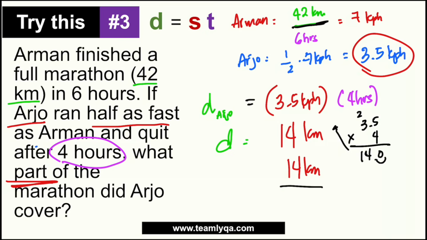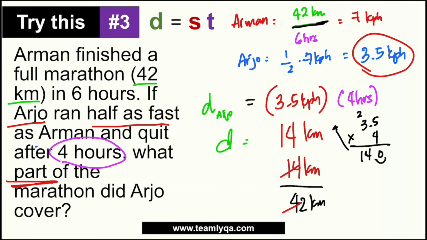Ang full marathon is 42 kilometers. Okay? So, ito yung kanyang part. 14 out of 42. Parang quiz, di ba? Ang natapos niya lang 14 kilometers out of 42. So, ang pwede mong gawin dito would be to just put this fraction in lowest terms. So, pareho naman siyang divisible sa 2. You can start with that.